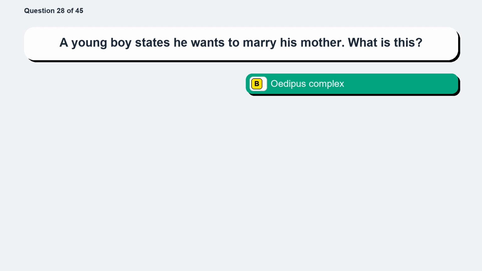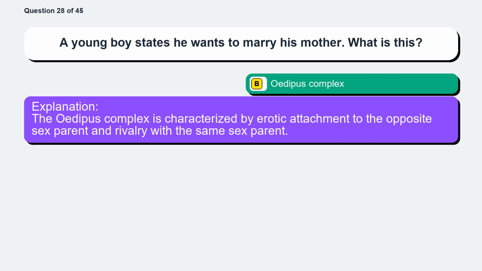The correct answer is option B, Oedipus complex. The Oedipus complex is characterized by erotic attachment to the opposite sex parent and rivalry with the same sex parent.